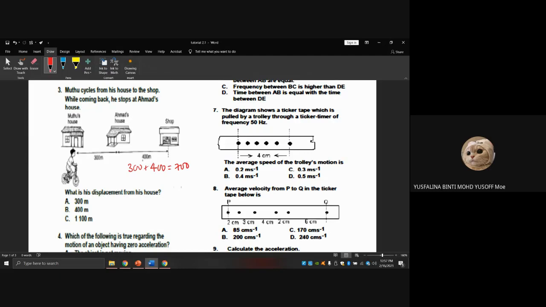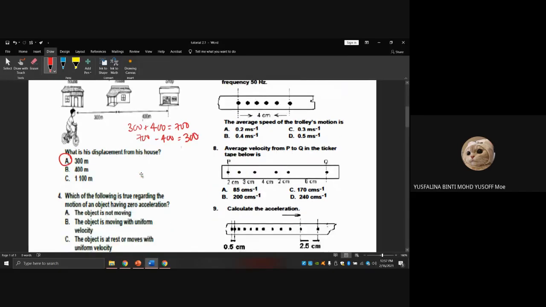So you know already, if it is the forward direction, the displacement is positive. When it turns back, it will become negative. So Muthu to shop is already 700 meter and it's forward, and forward means positive. 300 plus 400, so 700. When he gets back, it turns back, so the displacement is negative 400. So 700 minus 400, you will get 300. So the answer is A. Okay, very good. Right, number 4 and number 5.